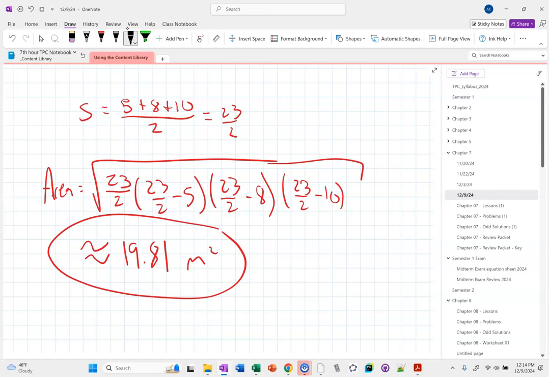The first situation only works for side, angle, side. The second situation only works for side, side, side. What if you don't have one of those two situations?